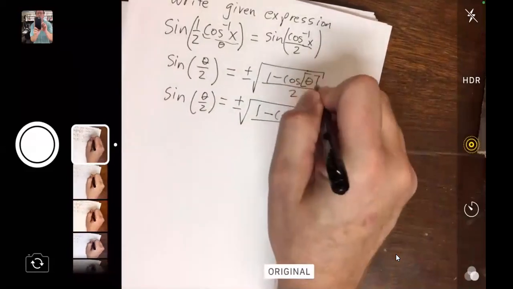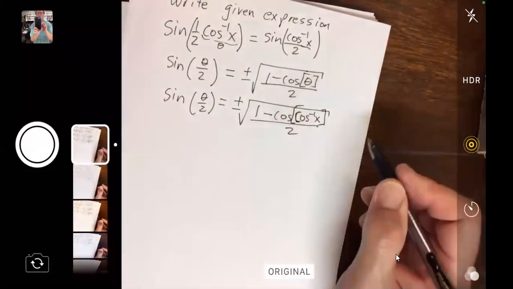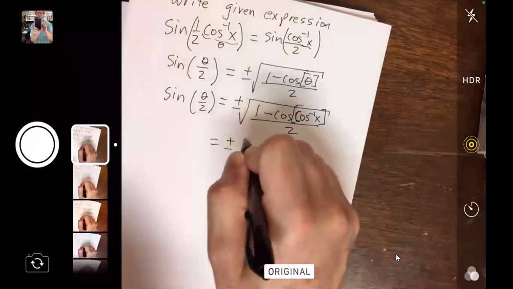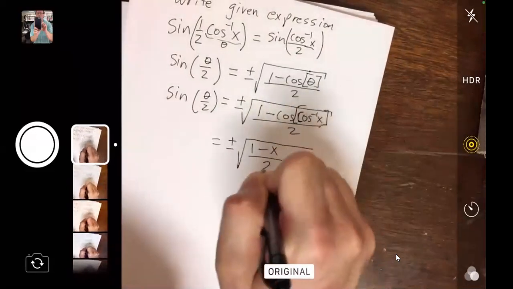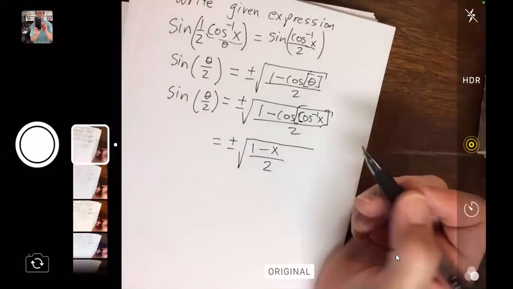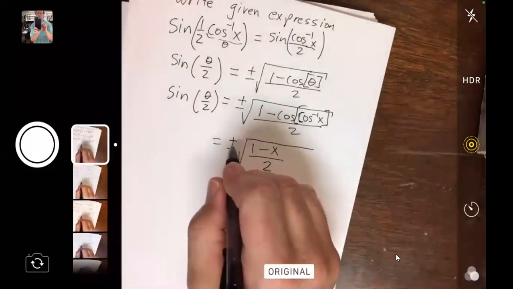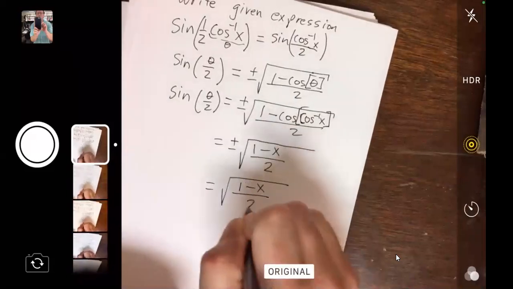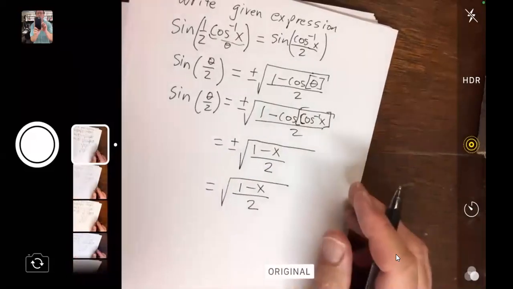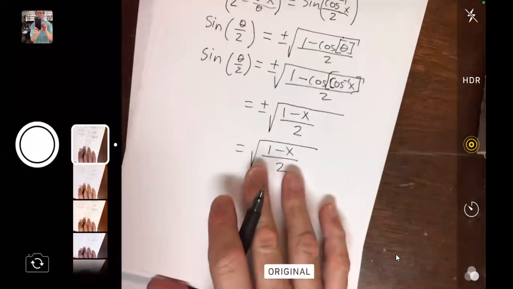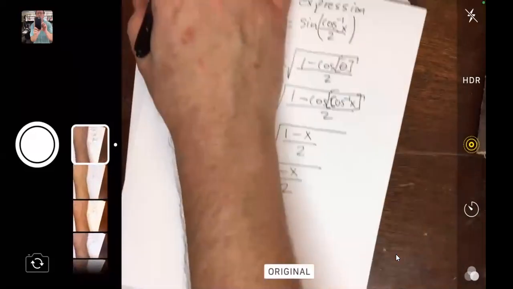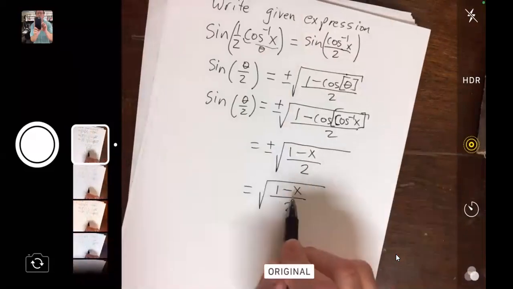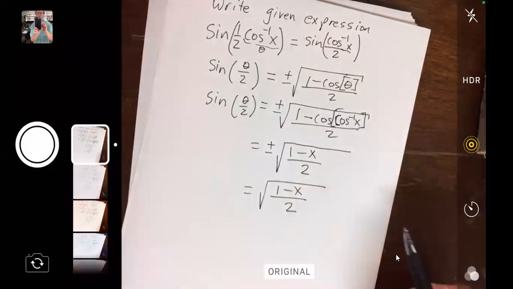Put this in brackets. Well, this is nice and easy: the cosine of your arc cosine is just going to cancel and give you x. So 1 minus x, divided by 2. They don't really give you enough information to choose whether it's plus or minus, so I guess we'll just use the positive. I'm getting the big square root of 1 minus x, all divided by 2. Square root, and all underneath is 1 minus x divided by 2.